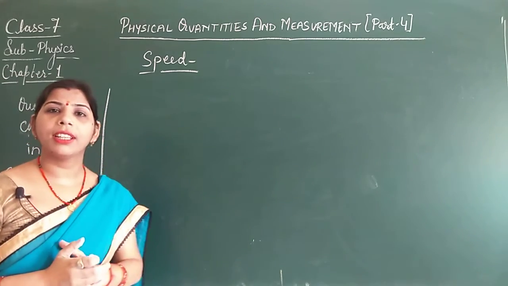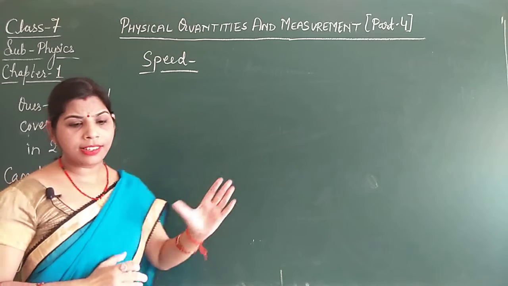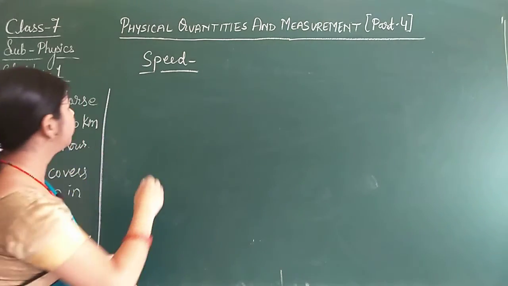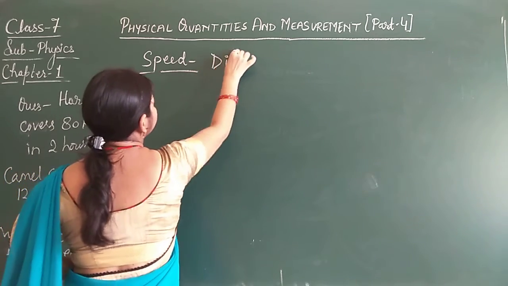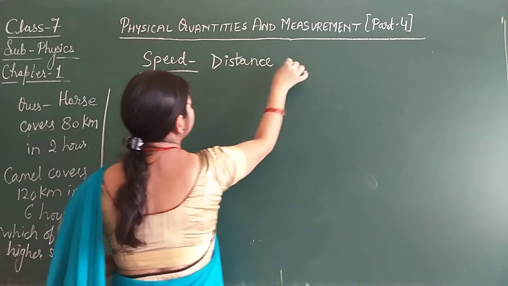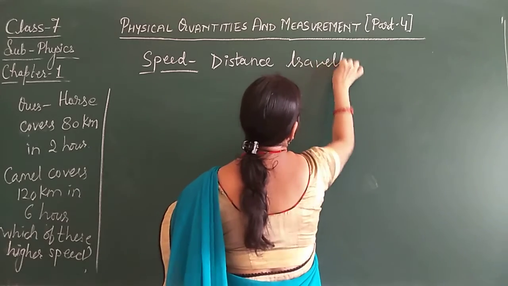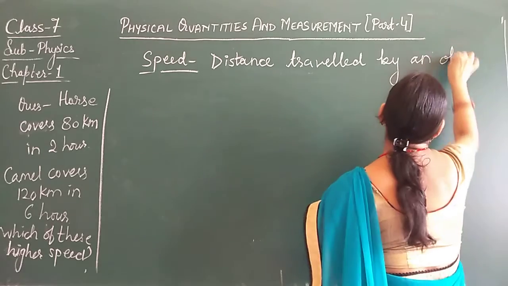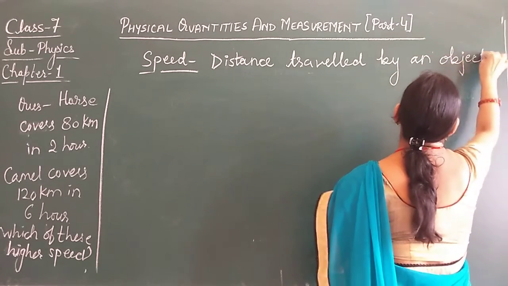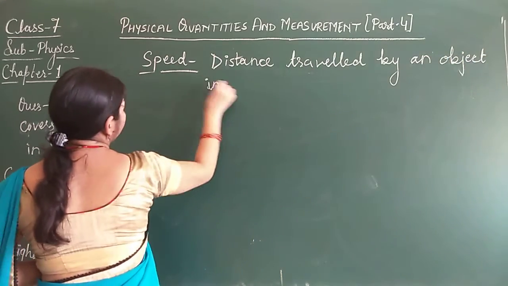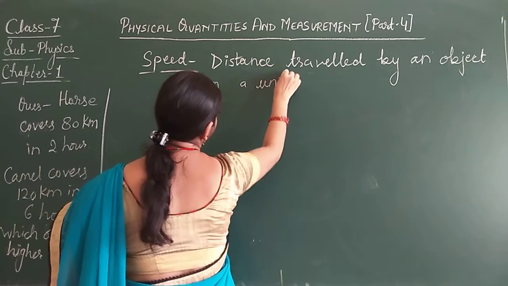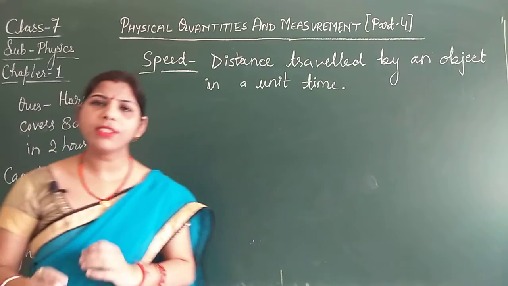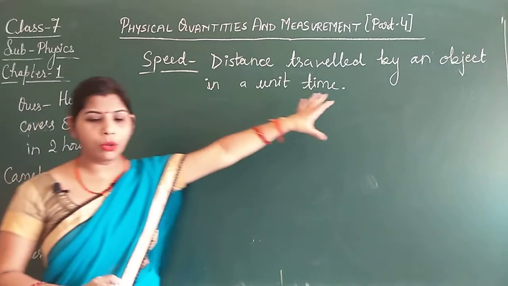The speed of an object is defined as the distance travelled by an object in a unit time. That means how much distance is covered in a particular time.